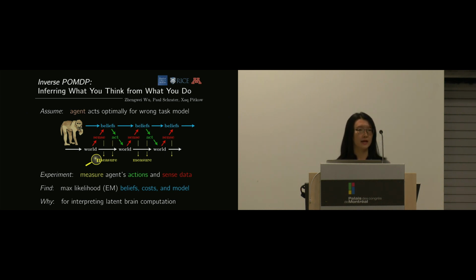We assume that the behavior of animals is optimal according to a partially observable Markov decision process, but with a possibly incorrect model of their task. So based only on measurable things, its actions and sensory data, we find the model parameters, reward functions, and time-dependent latent beliefs that have the maximum likelihood. So we have applied our method to a rich class of foraging tasks widely used in neuroscience, where animals search for food with both ambiguous sensory cues and their memory of past rewards.